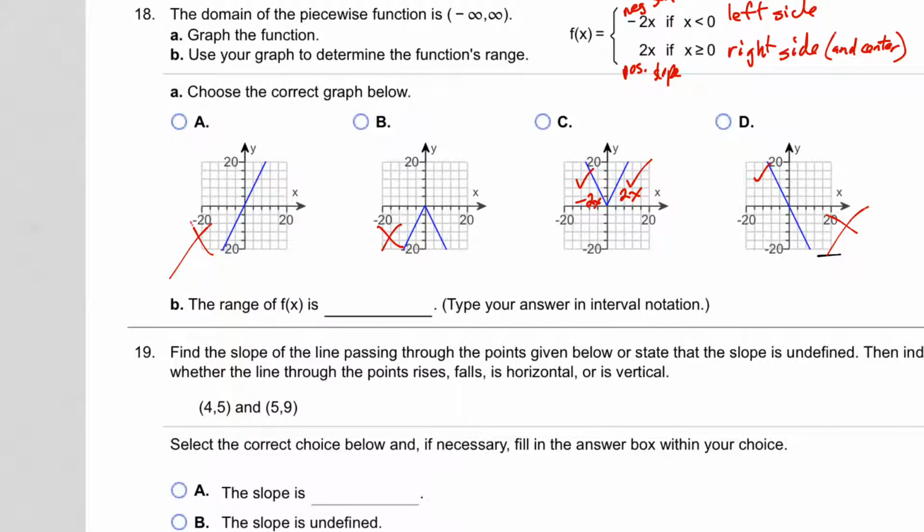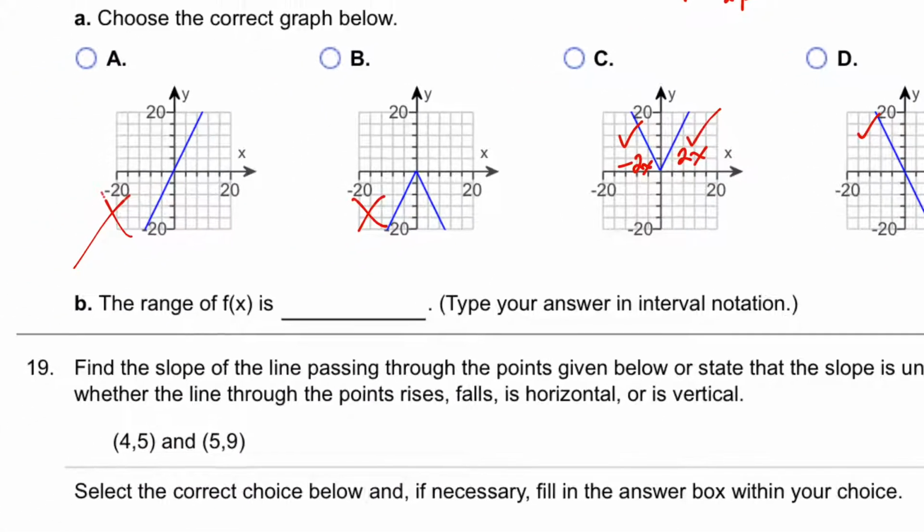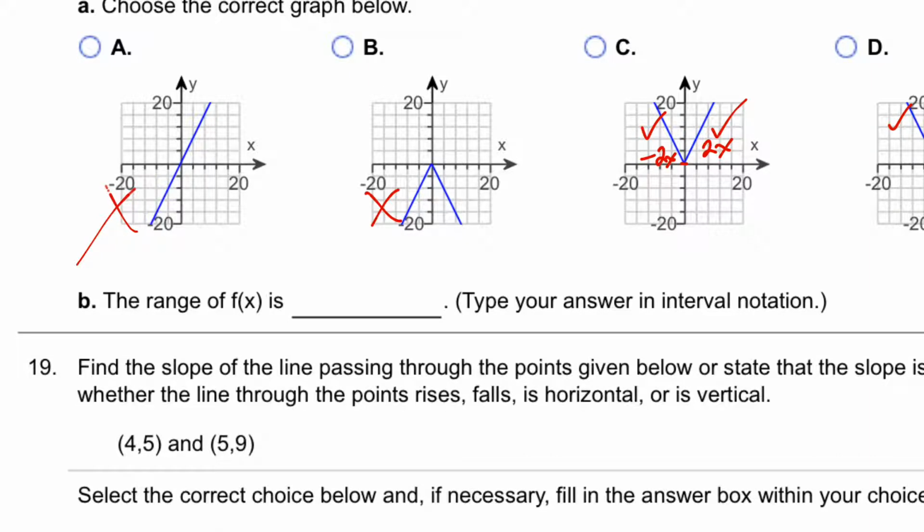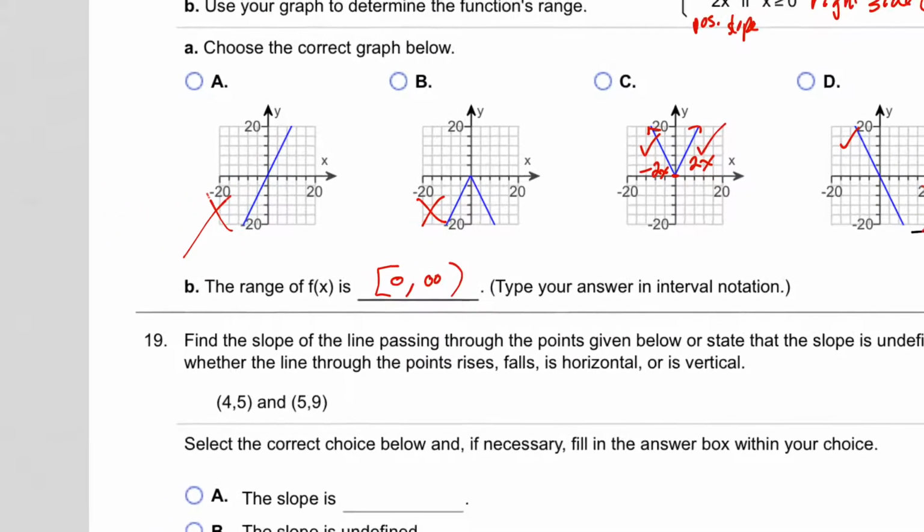All right, so now let's answer the range. So the range, we can see it bottoms out right here at 0. And it goes forever up, because that's just a viewing window, so this thing goes forever into infinity.